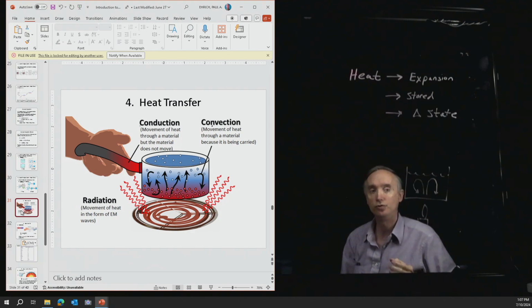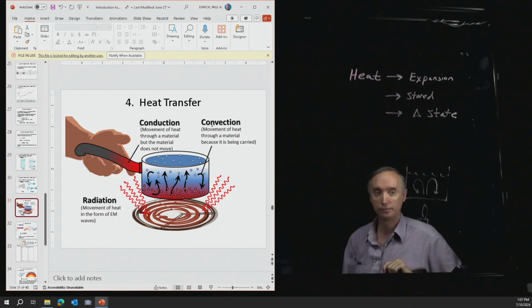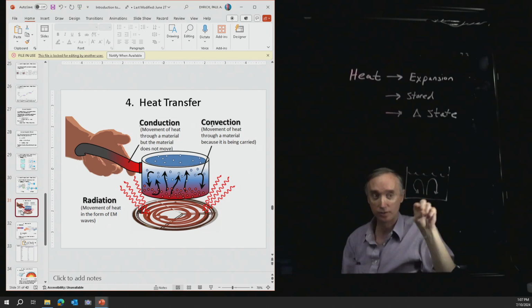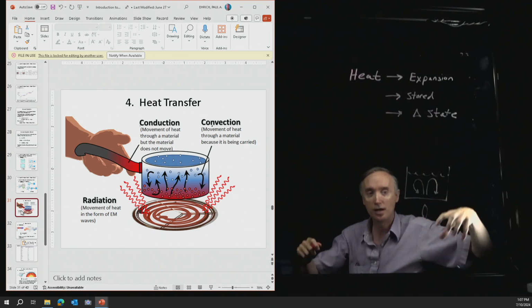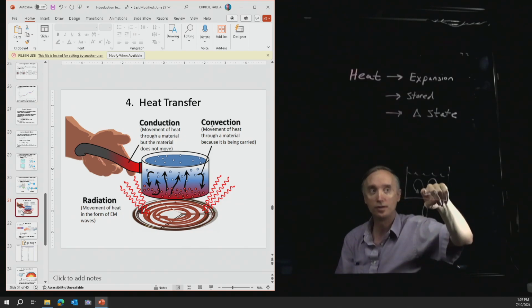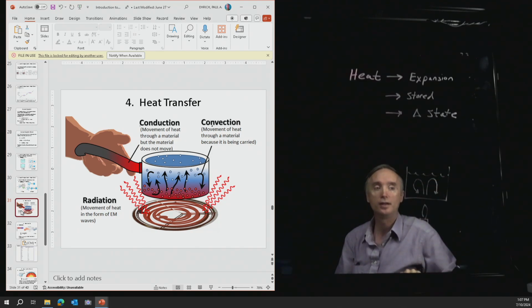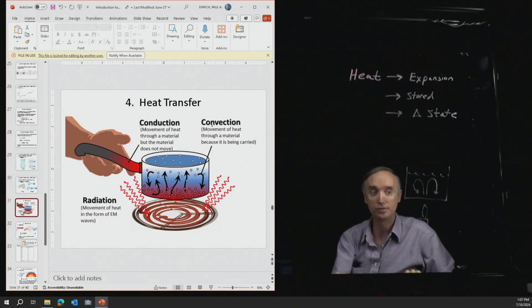It's going to be the movement of the heat because the material is carrying it. So this is different than conduction. In conduction, the material was moving, but it doesn't move very far. In the case of convection, because the material is moving, it's carrying the heat with it. So this is going to be convection in liquids. You can also have convection in gases as well.